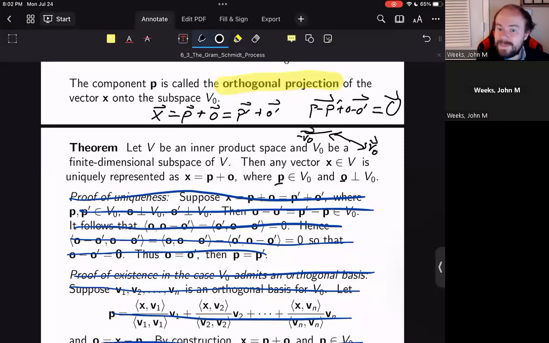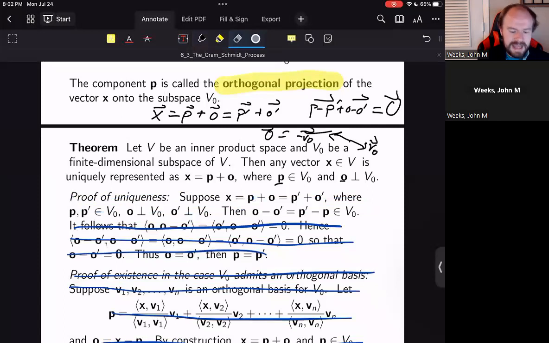Well, the only way that this can be inside of our subspace is if this is the 0 vector. And since negative V0 is the 0 vector, V0 has to be the 0 vector as well. Indeed, this is the way that we'll proceed through the proof.